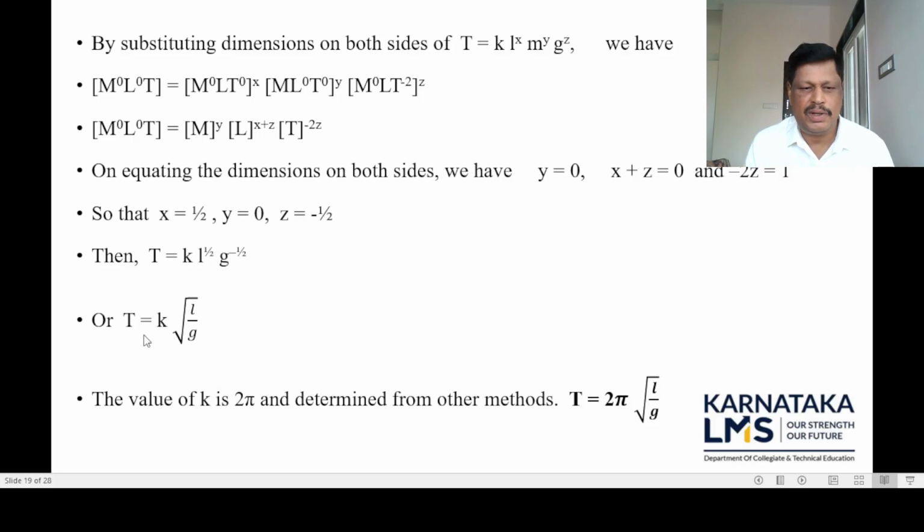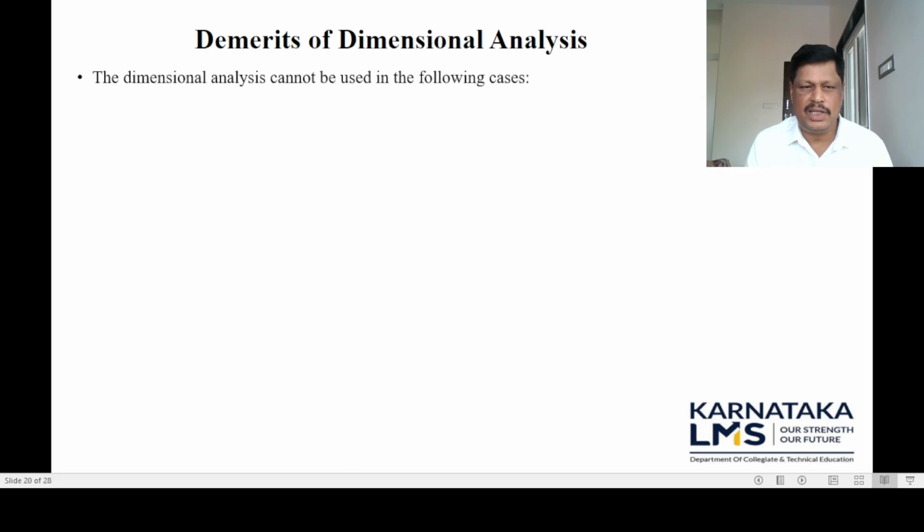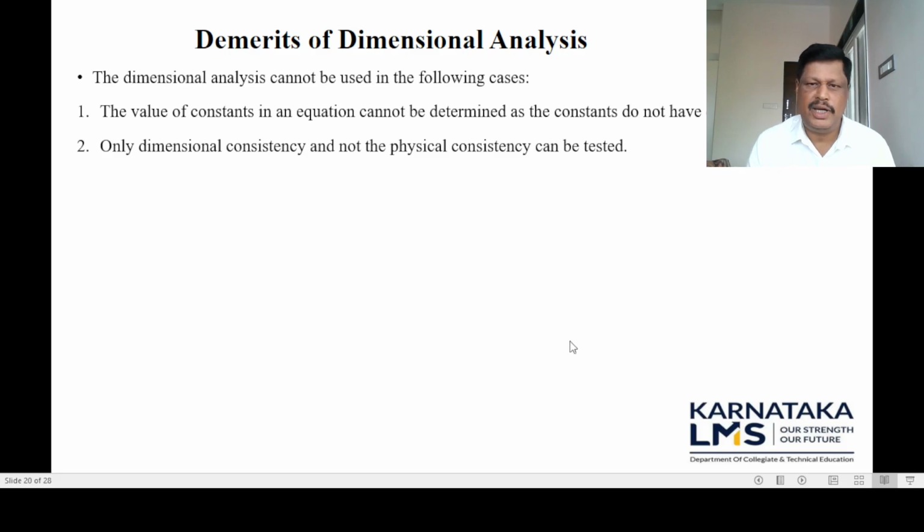Substitute the value of 2 pi in this equation, and we get T is equal to 2 pi root of l by g. So using dimensional analysis, we can derive the relation between physical quantities. This is one of the important applications. Demerits of dimensional analysis: dimensional analysis cannot be used in the following cases.